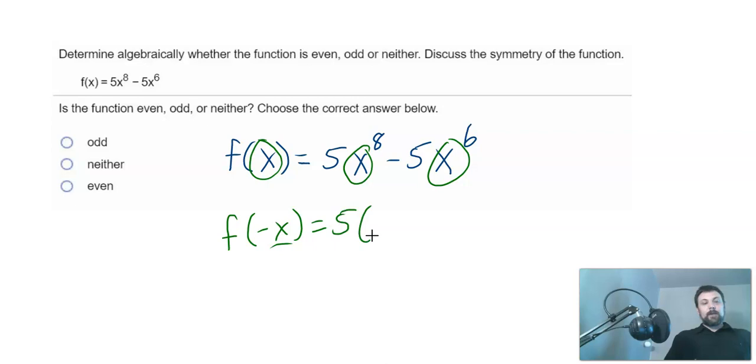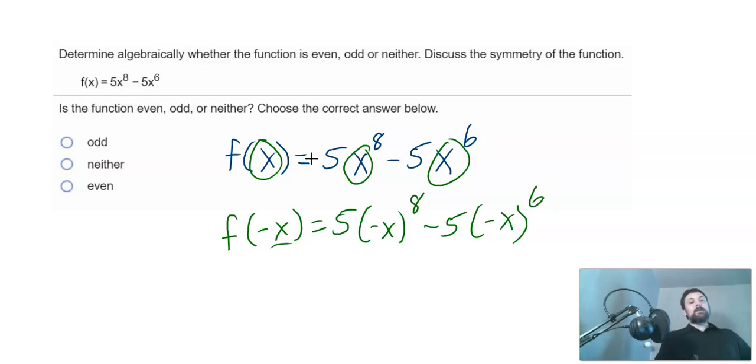Right, so I'll get 5. In place of this x, we'll get negative x to the 8th power. I need to use parentheses because of the negative sign. Minus this x gets replaced with negative x, and then that gets raised to the 6th power. Well, what happens when even powers are applied to negative signs? They become positive. The negative sign does just go away here, right? So negative x to the 8th power is just going to be x to the 8th power, because that power being even really just cancels out that negative sign. Maybe I shouldn't say negate, because negate and negative are too similar of terms.